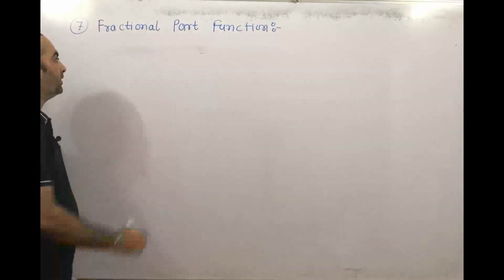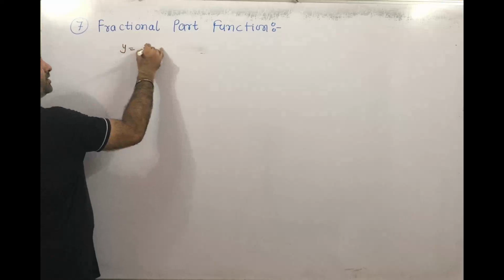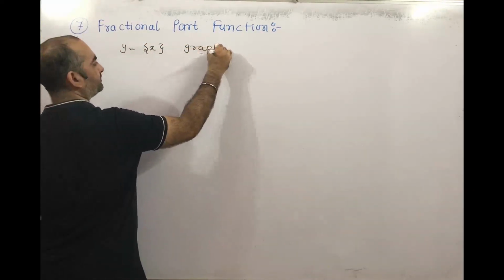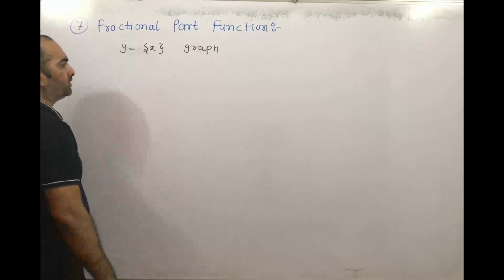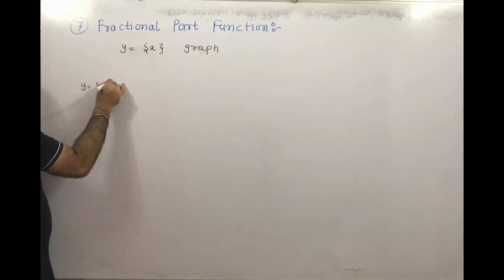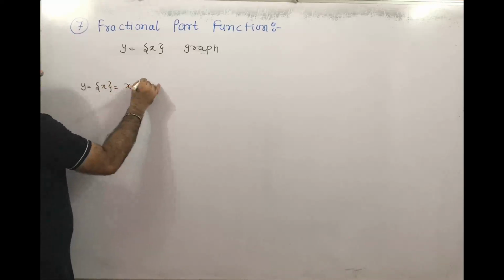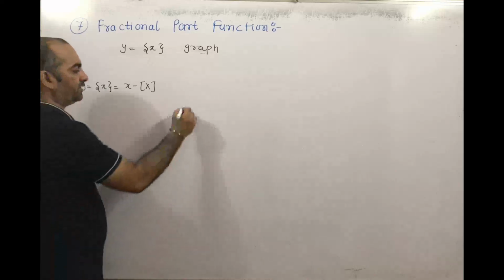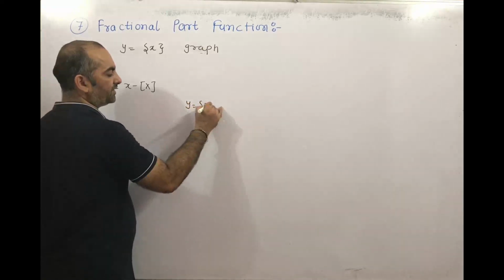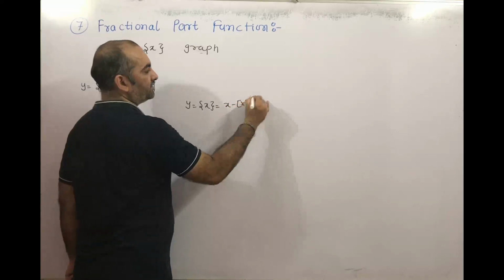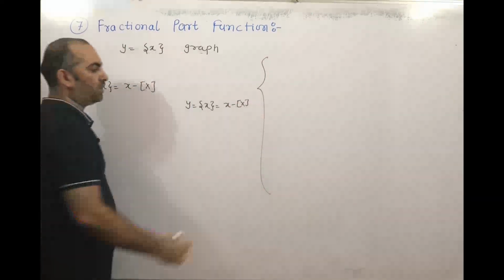Okay, we are discussing the graph of y equal to the fractional part of x. We can write y equal to the fractional part of x as x minus the greatest integer of x. So how do we define this? We define y equal to fractional part of x equal to x minus greatest integer of x.